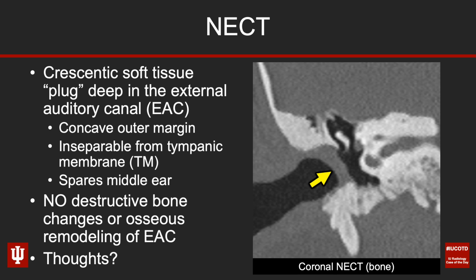Chronic hearing loss, bilateral. We have these soft tissue plugs sort of deep within the external auditory canal. Concave outer margin. Don't see any bone erosion, don't see any bone destruction, really don't see any bone remodeling or expansion or widening of the external auditory canals. So what do you think might be going on here? What's your top diagnosis?